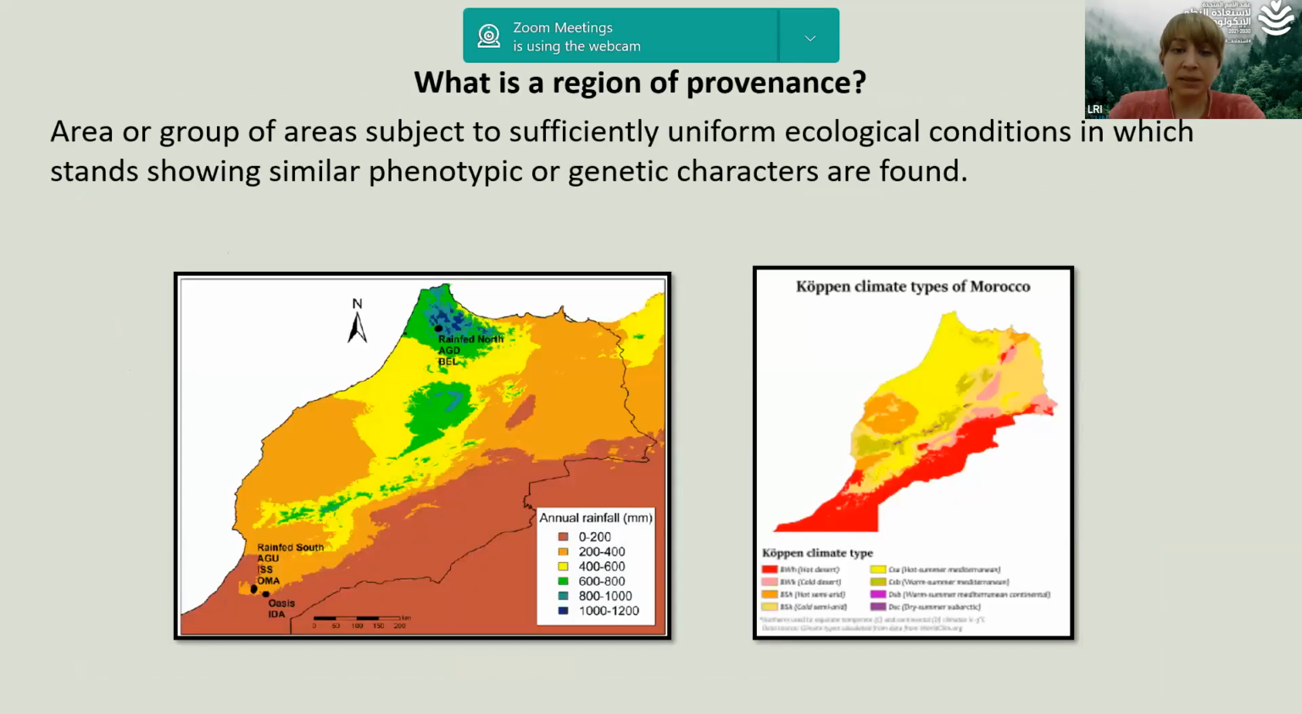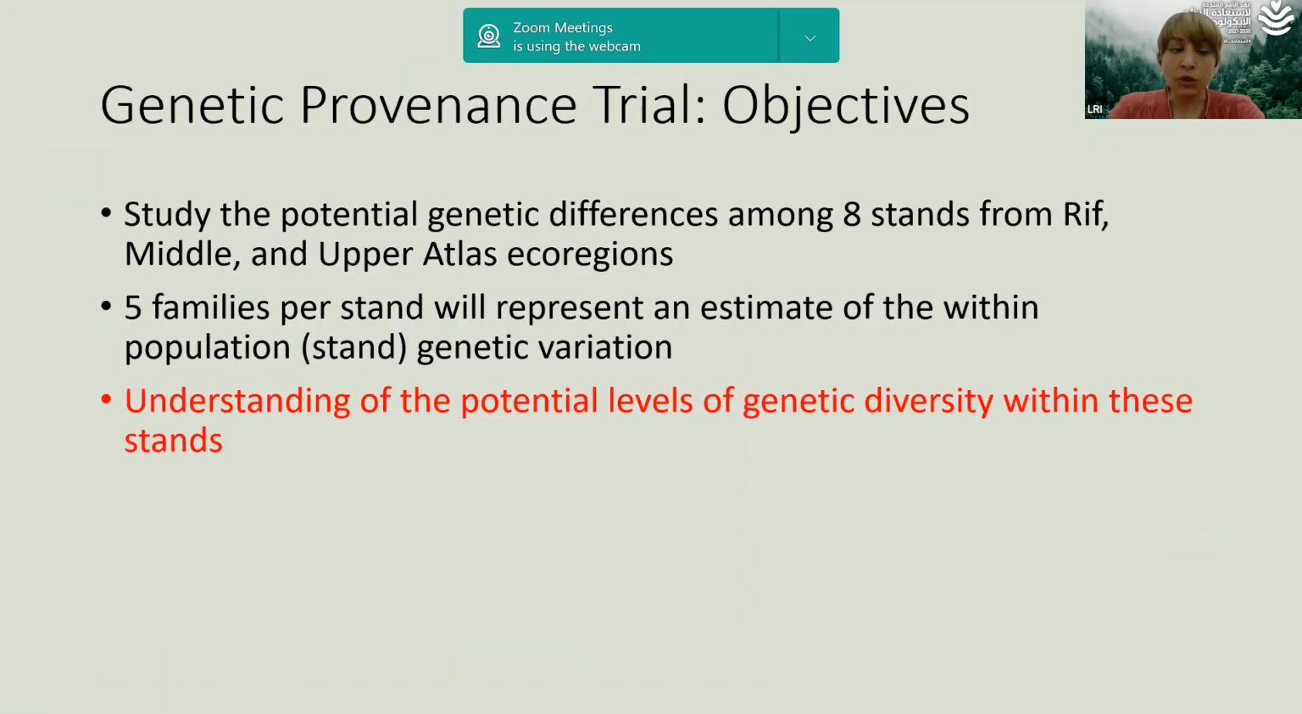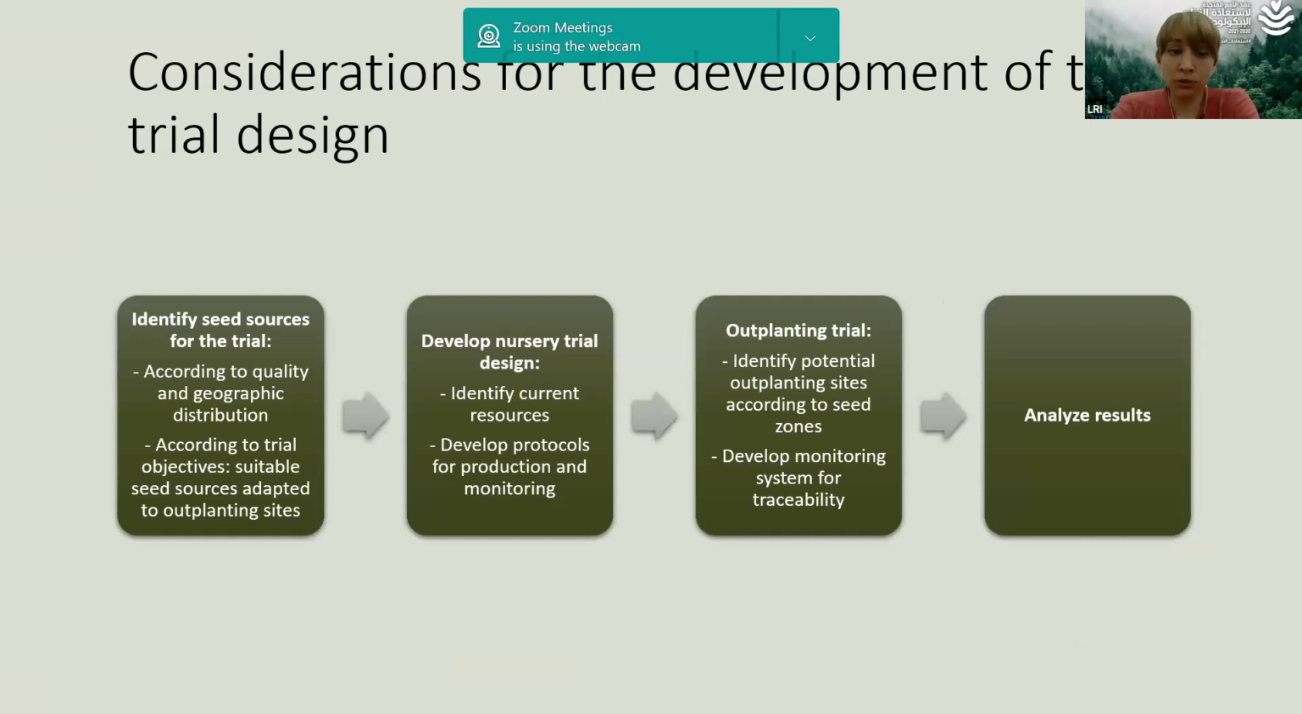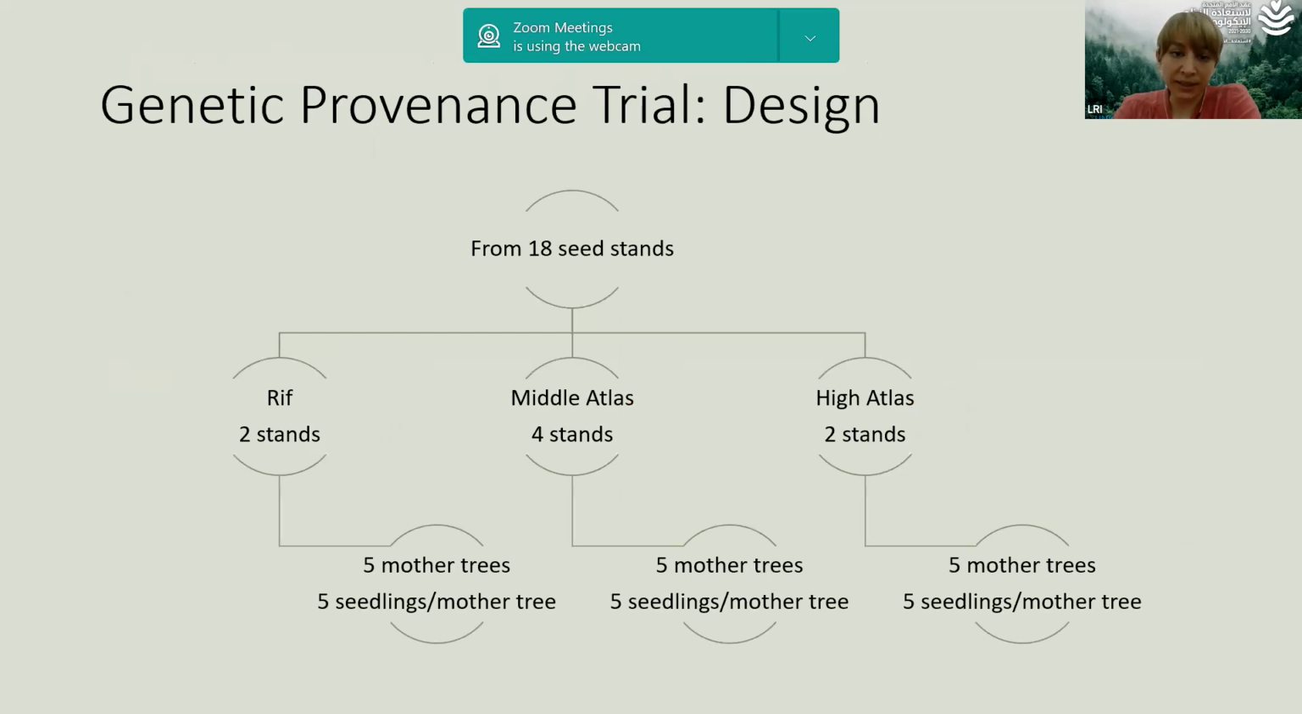And depending on the different genetic characteristics of each seed zone, we wanted to study the potential of genetic differences among the eight stands from the Reef, Middle, and Upper Atlas. I won't go into too much detail now, but just to give you a small overview. So we have identified the seed sources, developed the nursery trial, including the nursery practices, for the outplanting trial to be able to analyze our results and study the genetic adaptation of that species, including climate change effects.